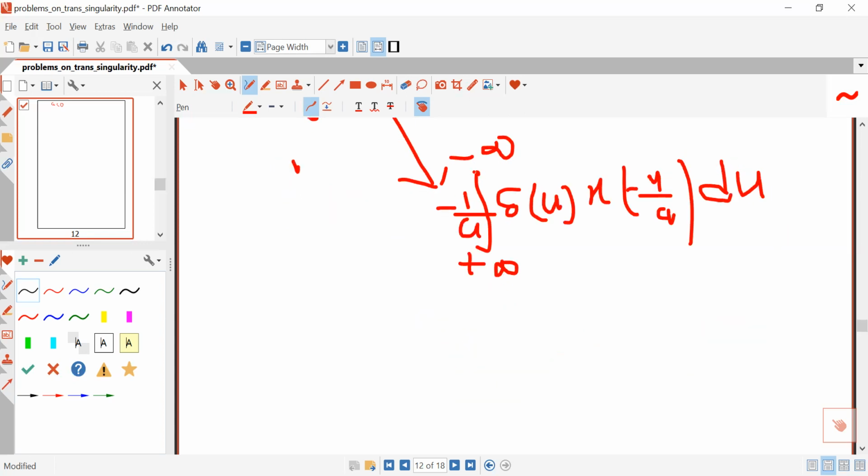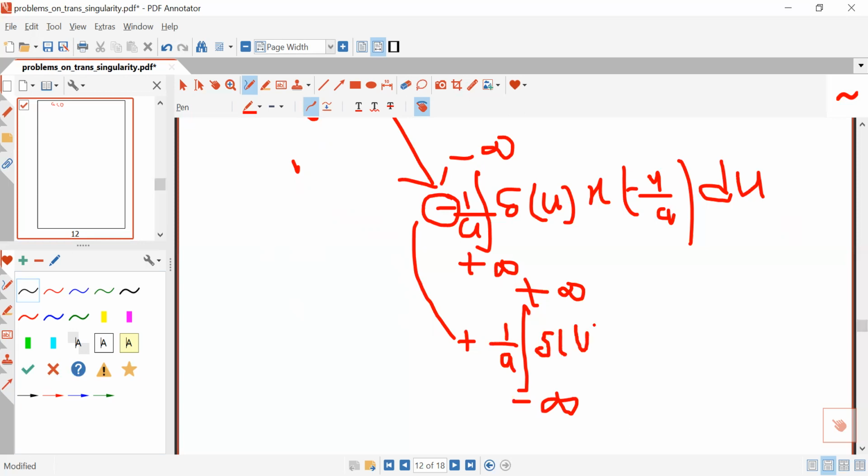Since a is constant, you can keep it outside the integral. And when you exchange the position of upper and lower limit, this minus sign will become plus according to the property of integration. So this will again be minus infinity to plus infinity, but this sign minus will become plus, and delta u x minus u by a du.